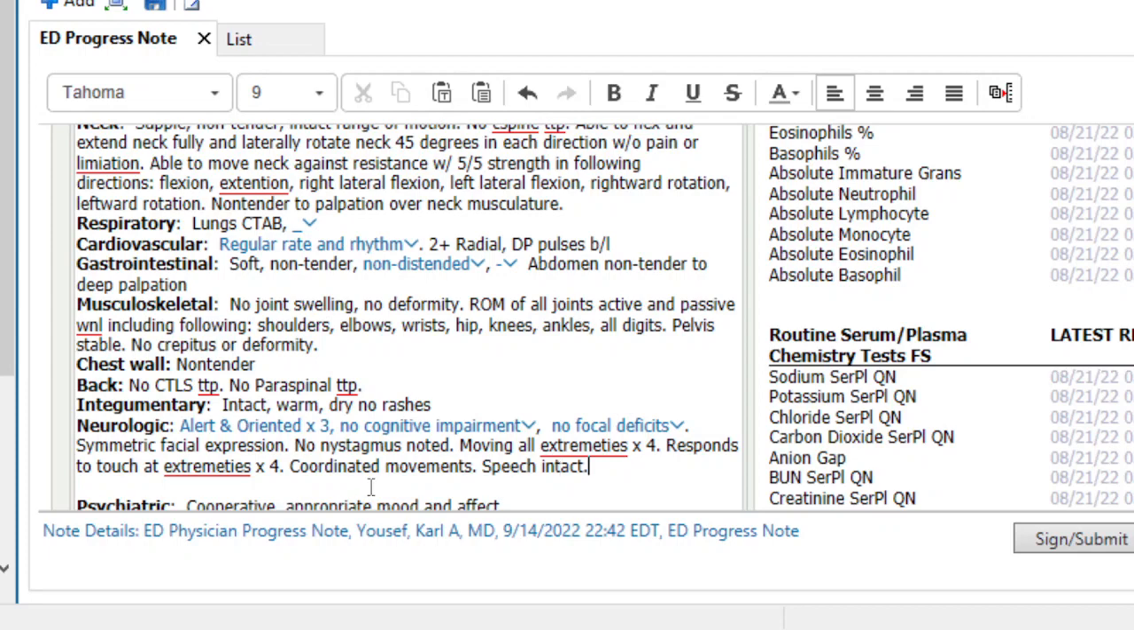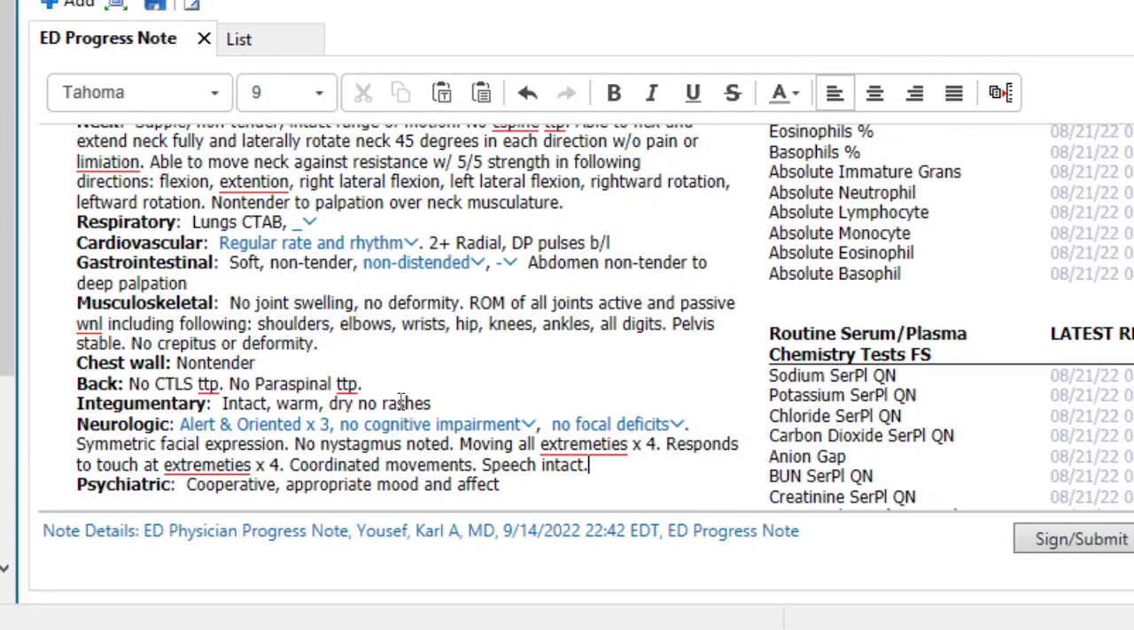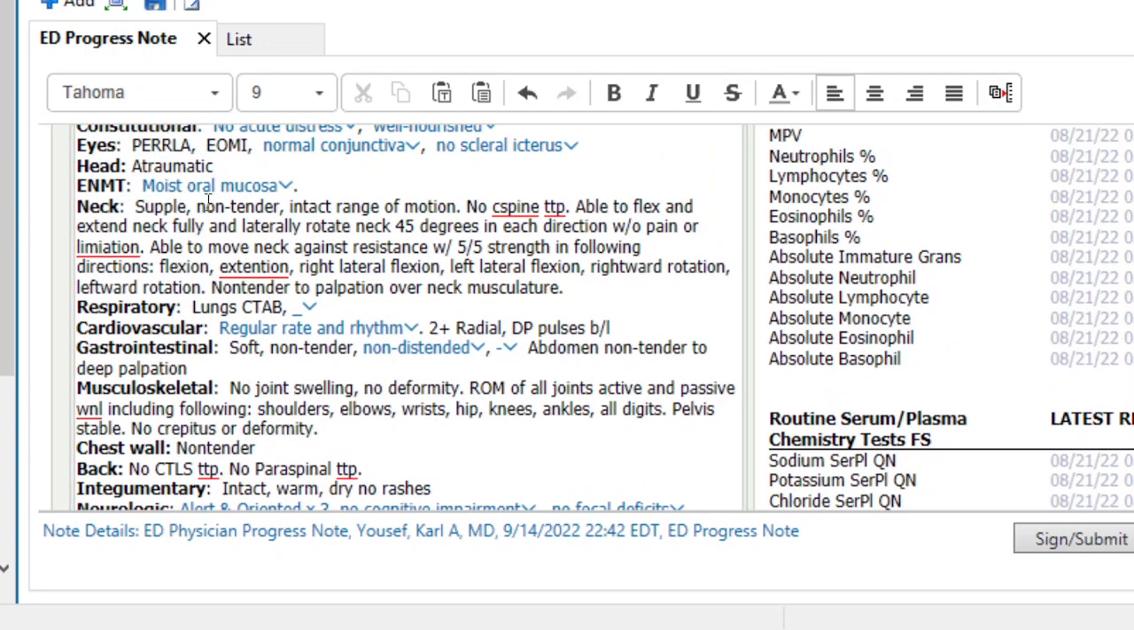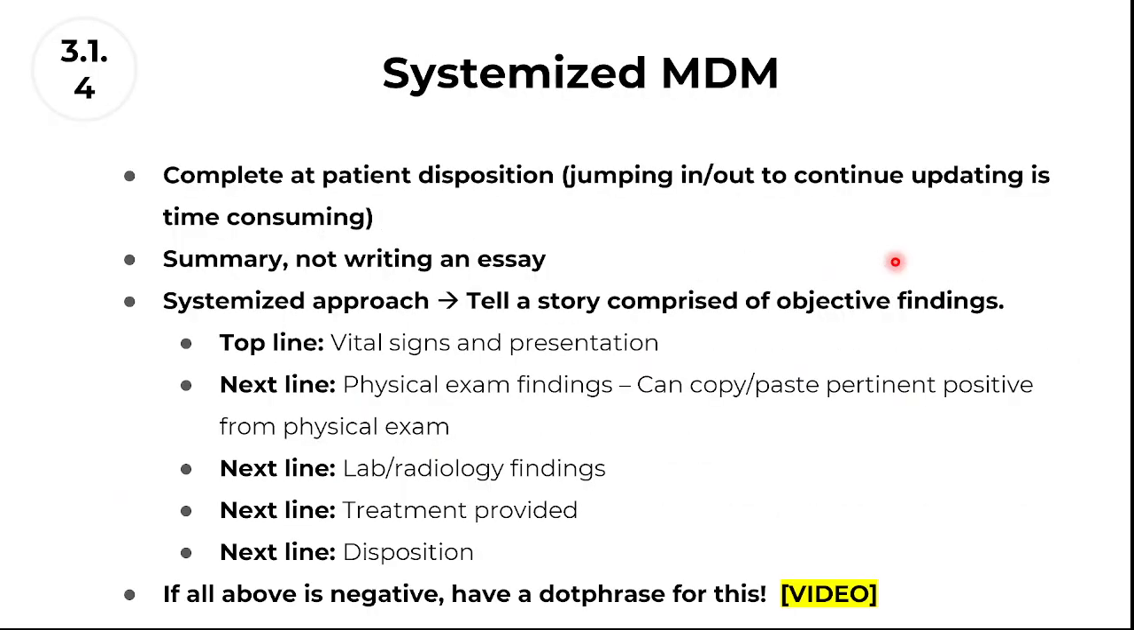So we're able to quickly do that here with a dot phrase, and this took us almost no time at all. And we've got a very thorough note here and a very thorough legal defense in terms of our physical exam. All right, we'll move on from here.